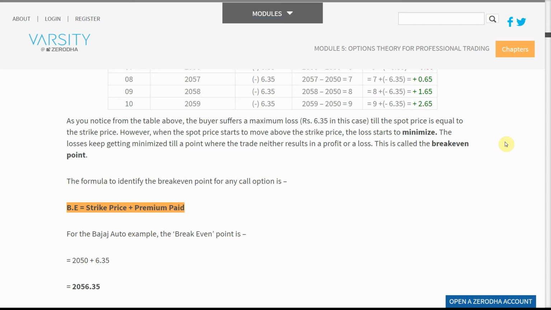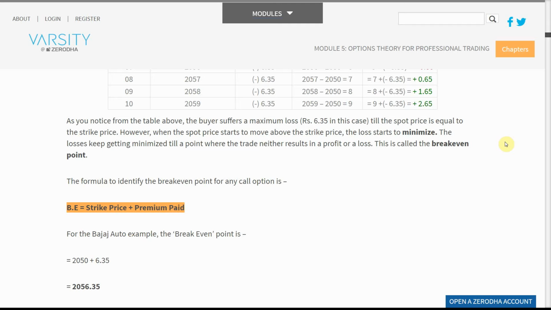However, when the spot price starts to move above the strike price, the loss starts to minimize. The losses keep getting minimized till a point where the trade neither results in a profit or a loss. This is called the break-even point. The formula to identify the break-even point for any call option is B equals strike price plus premium paid.